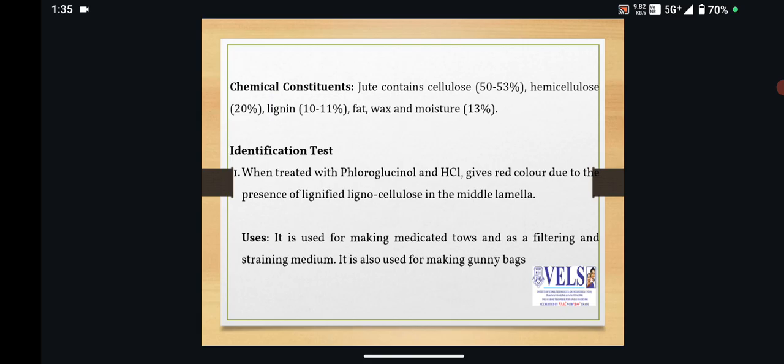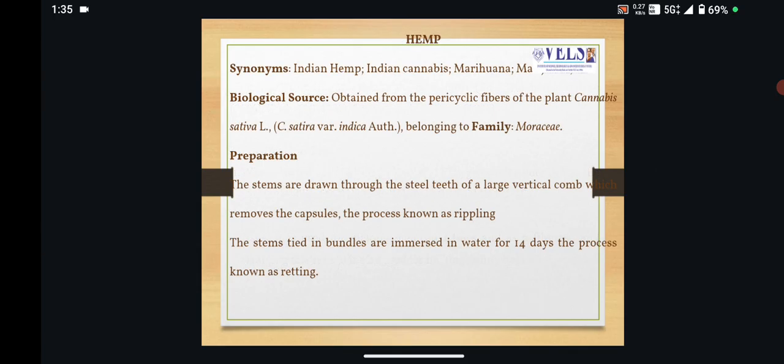Chemical constituents: 50 to 53% cellulose, hemicellulose 20%, lignin 10 to 11%, fat, wax and moisture. Identification test: when treated with phloroglucinol and hydrochloric acid, it gives a red color due to the presence of lignified tissue, that is, lignocellulose present in the cell wall of the fiber. Uses: it is used as a filtering medium and staining medium. It is also used commercially for making gunny bags and ornamental items.